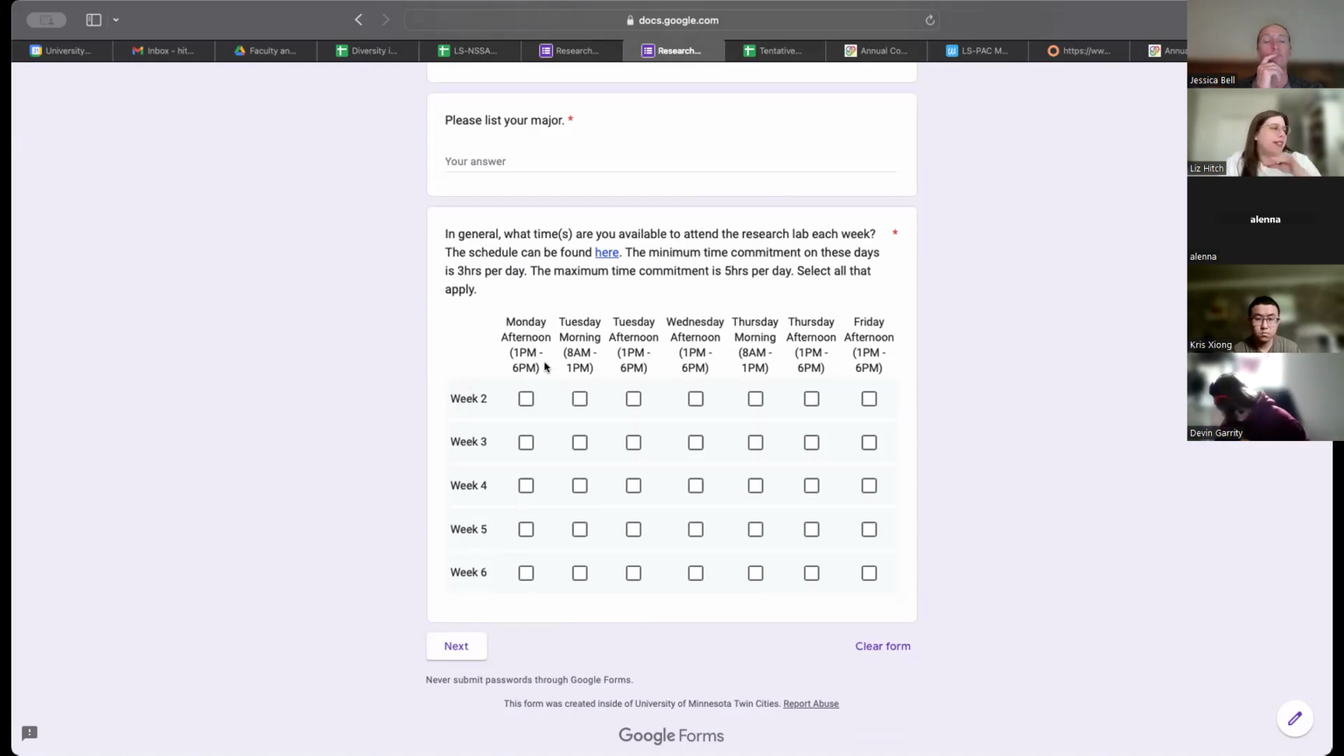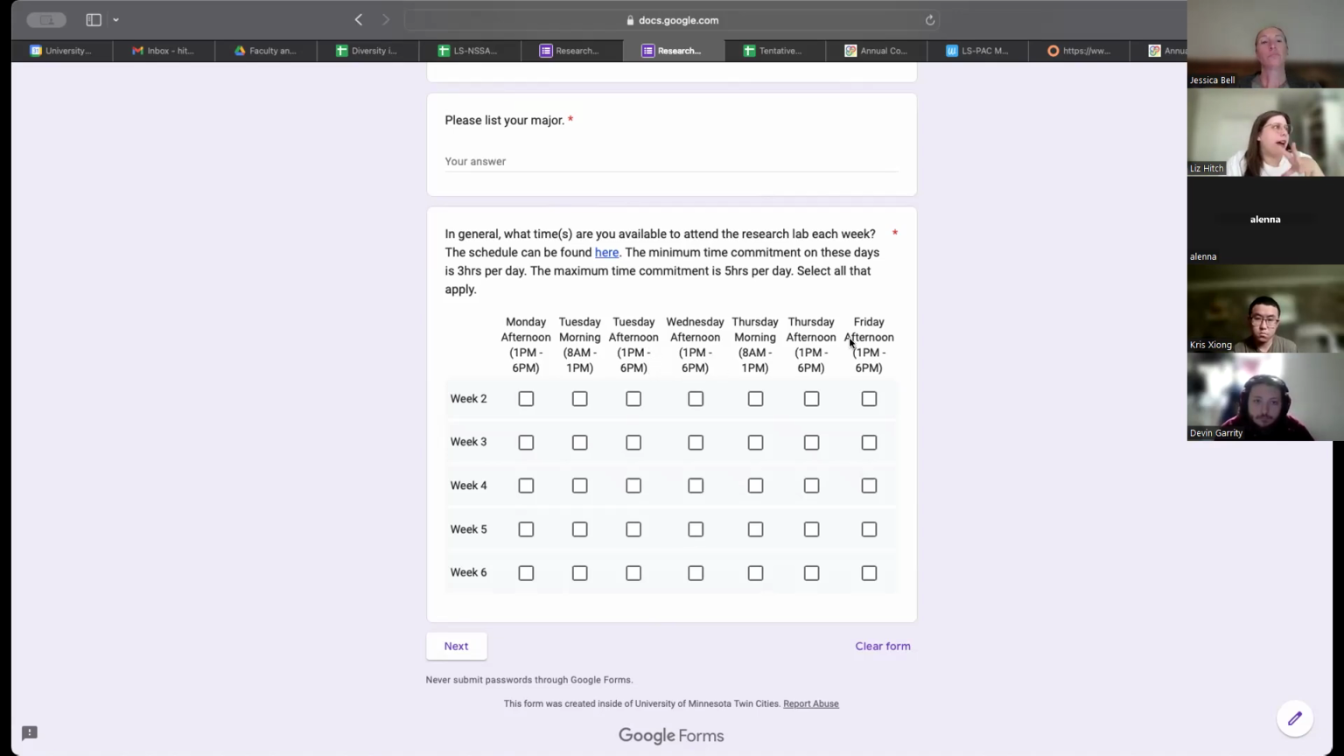It's from 1 to 6 p.m., right? Because we have lab skills from 9 to noon. However, on Tuesdays, there are 2 time blocks, potentially in the morning from 8 a.m. to 1 p.m., or in the afternoon from 1 p.m. to 6 p.m. Keep in mind again, these are just the maximum time commitments for these days. You do not have to be there for 5 hours. And so on and so forth.